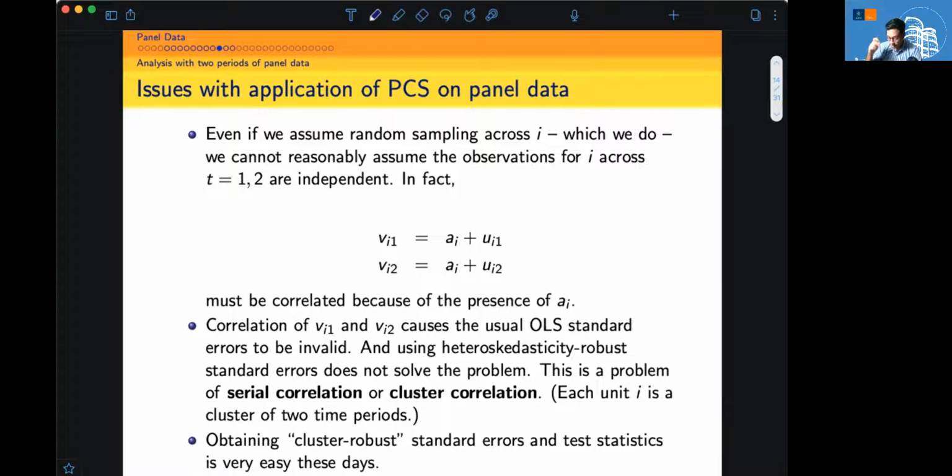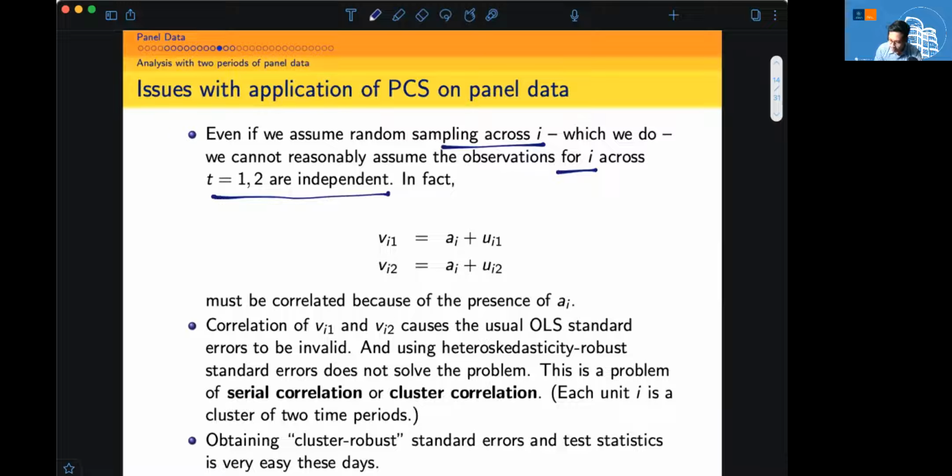But before we have that discussion, we're going to first discuss the issues of the application of pooled cross-section on panel data. So you're applying a simpler method to a richer data set, and you're going to face consequences for that for sure. We're going to discuss the first issue, which is a serious issue, but not as serious as the second issue. Okay, so let's start with the first. Now, suppose that we assume random sampling across i, which is very important in the assumptions of multiple linear regression. We cannot reasonably assume that the observations for i across the first two periods are independent.